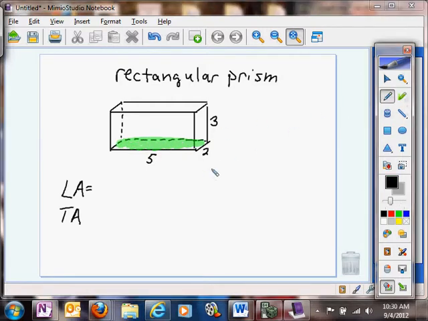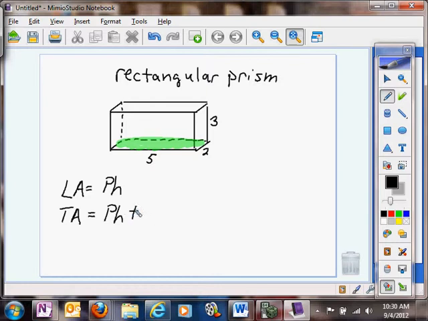The next thing we'll need to be able to do is, using your formula chart, identify and write down the formulas for each, the lateral surface area and the total surface area. The lateral surface area is going to be big P times little h. The total surface area is going to be big P times little h plus 2 times big B.